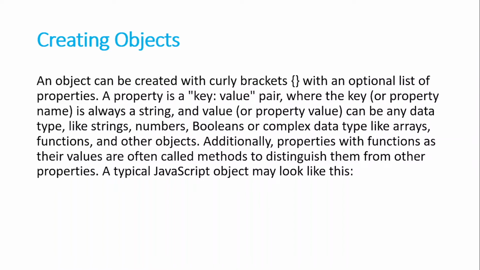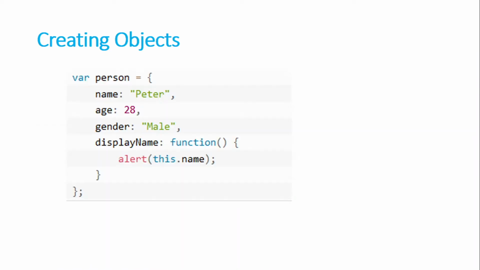A typical JavaScript object may look like this. You can see that this is an object. This is a person object. We have different properties. The name property has the value Peter, which is a string. We also have the age property, which has a numerical value. We also have gender, which is a string again.